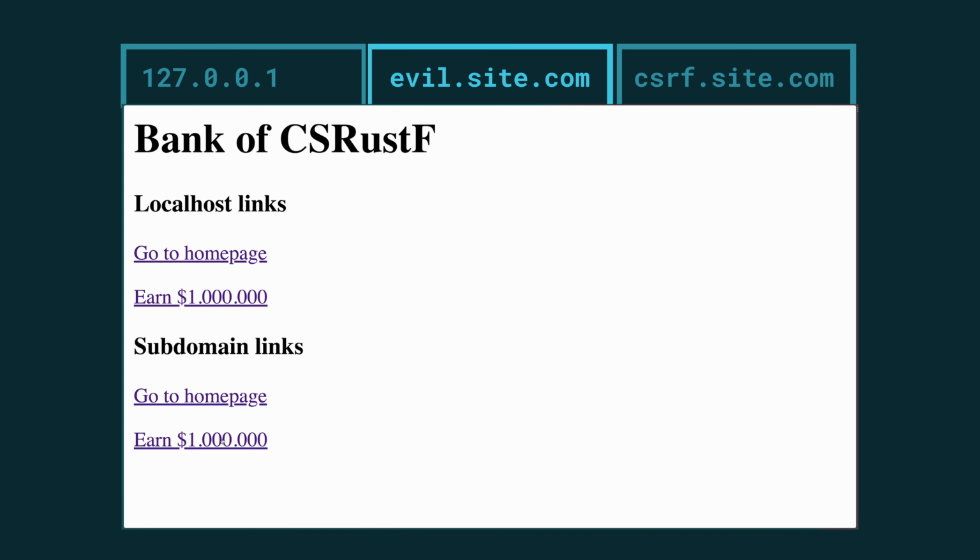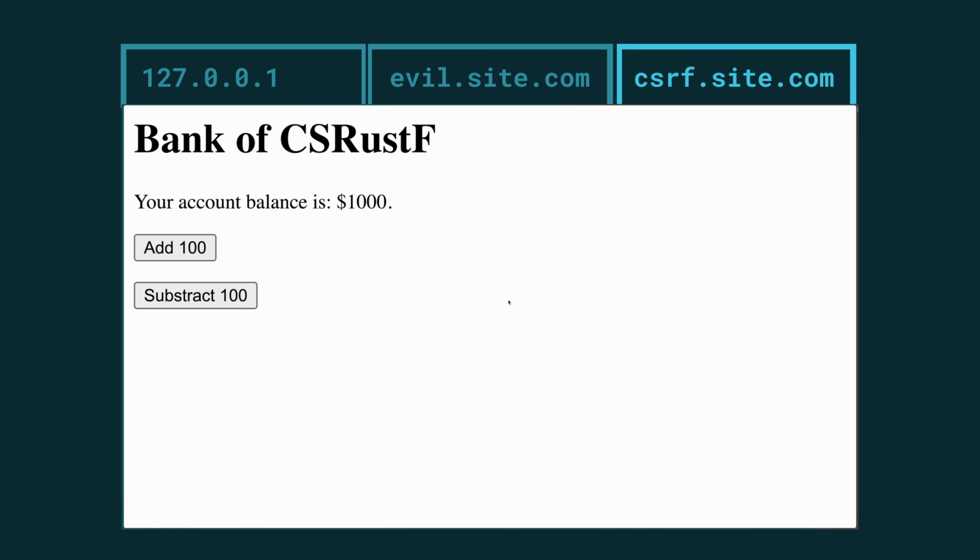And that means if we click the earn 1 million button that you can already expect, yes, this successfully removes the $1,000. And so across subdomains on the same site, this attack is actually still working with SameSite cookies. So as I've already alluded to before, the solution is to use Fetch Metadata headers.